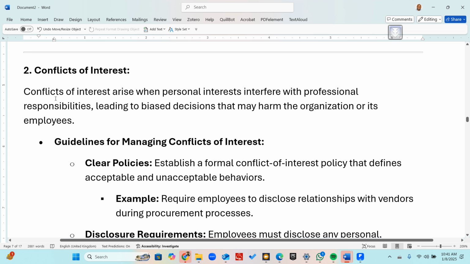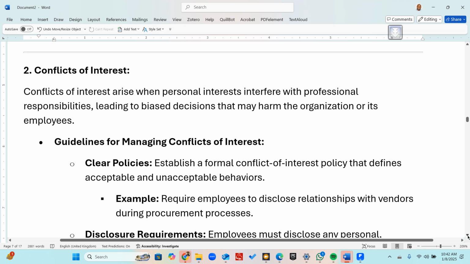And we have conflict of interest. Conflict of interest arises when personal interests interfere with professional responsibilities. Please take note of this: where personal interests interfere with professional responsibilities, leading to a biased decision that may harm the organization or its employees. Guidelines for managing conflict of interest. Clear policies: establish a formal conflict of interest policy that defines acceptable and unacceptable behaviors. Require employees to disclose relationships with vendors during procurement.